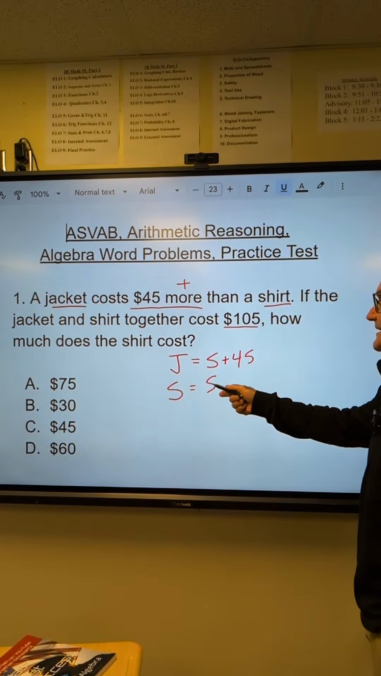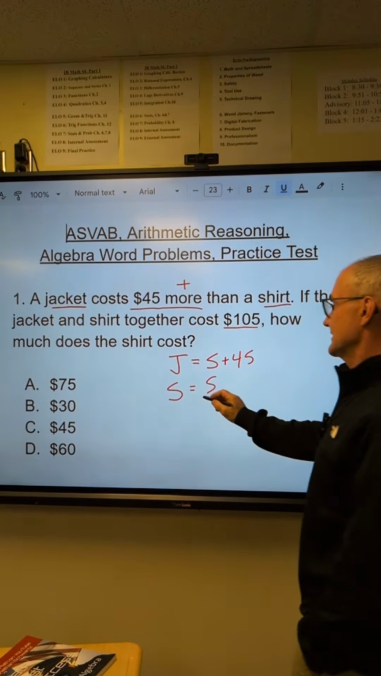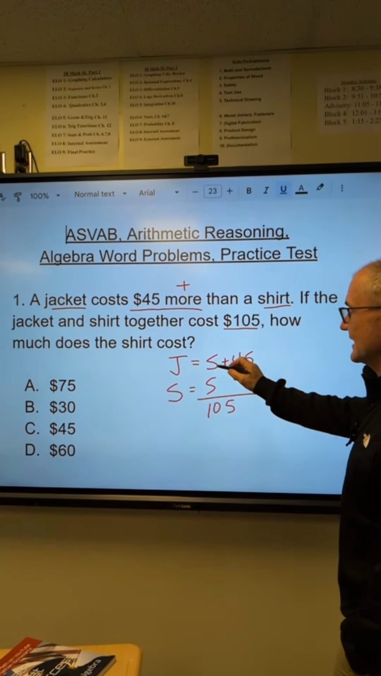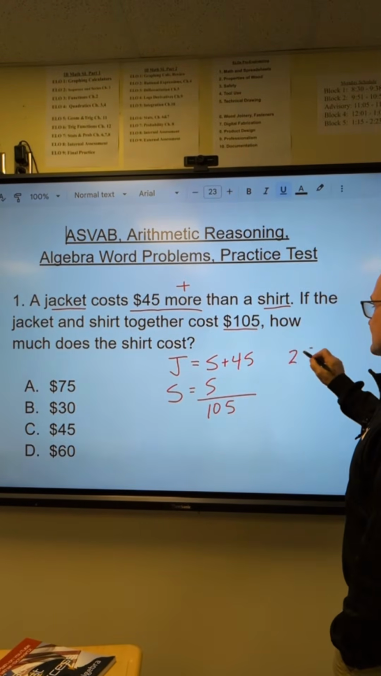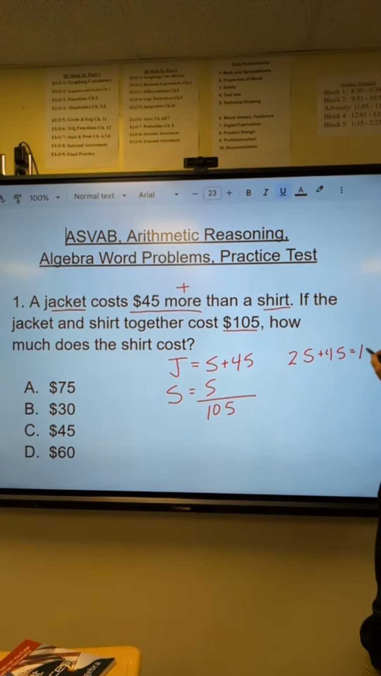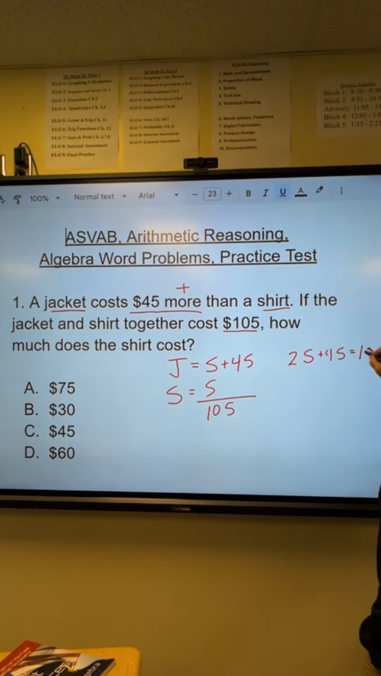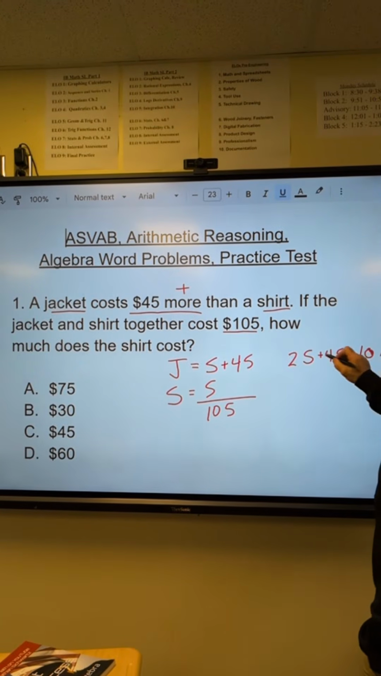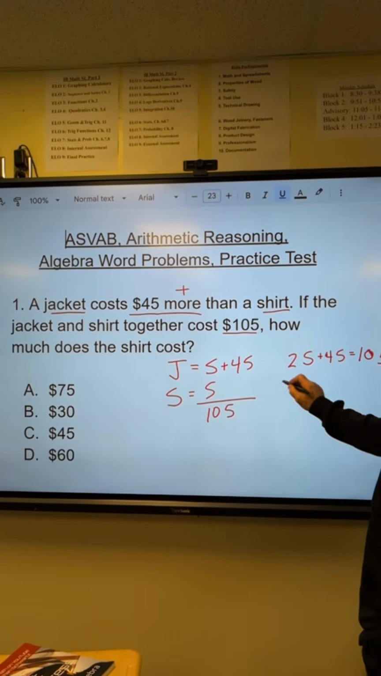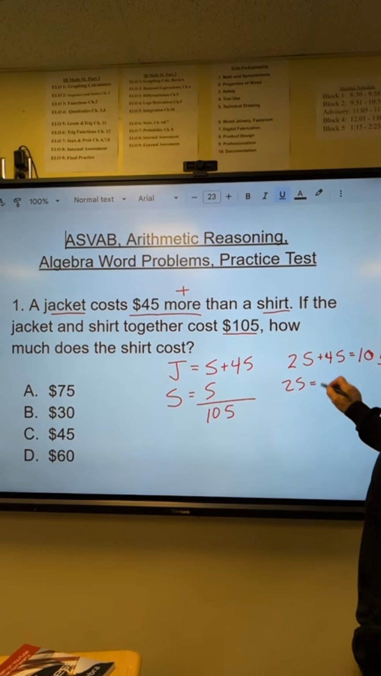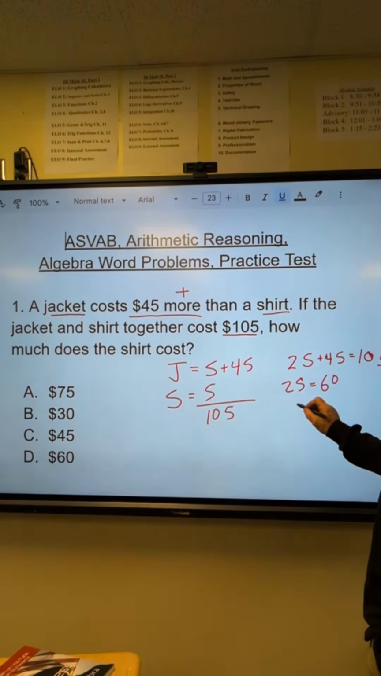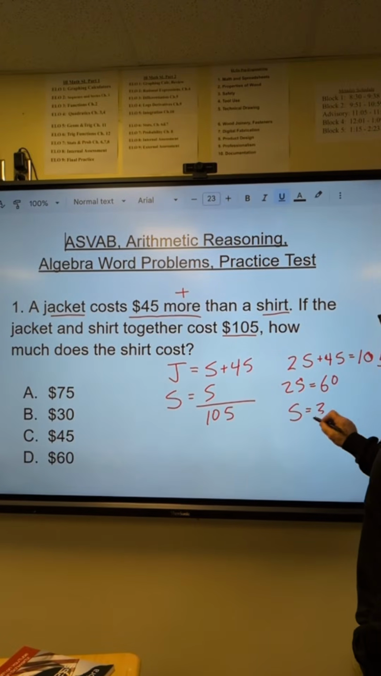The jacket and the shirt together equal 105. So that means I have S plus S, 2S, plus 45 equals 105. I'm going to subtract 45 from both sides to get 2S is equal to 60. Divide both sides by 2, and S is equal to 30.